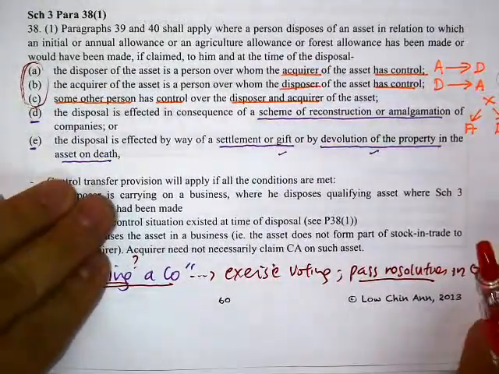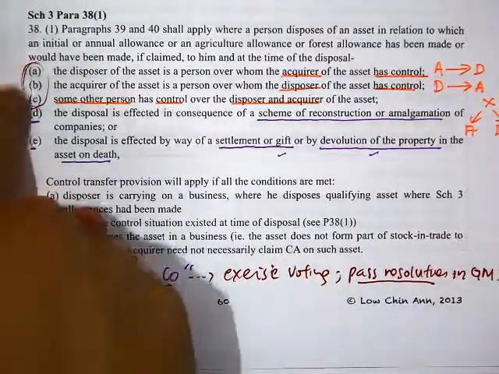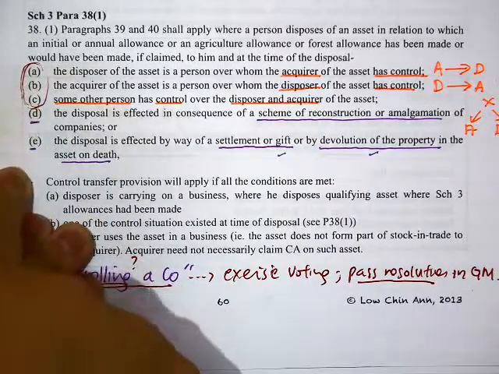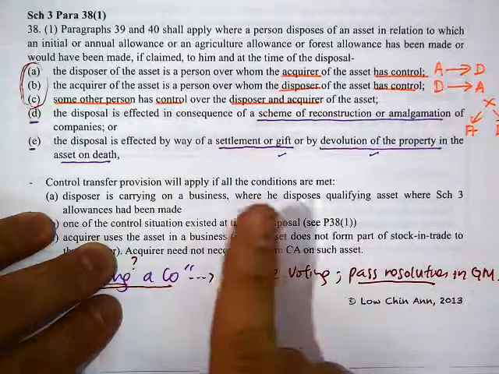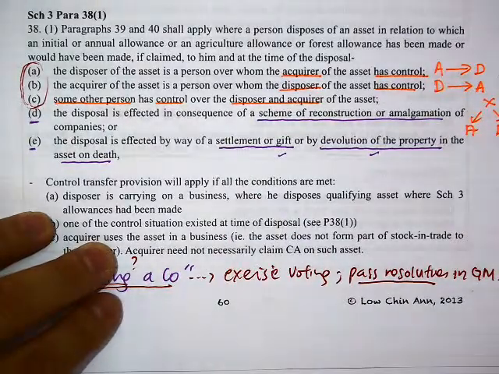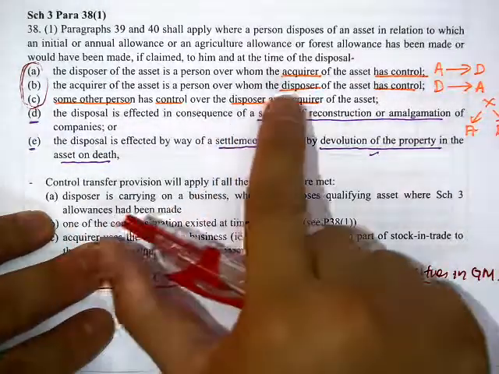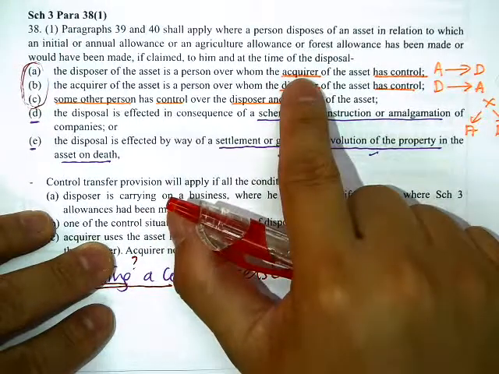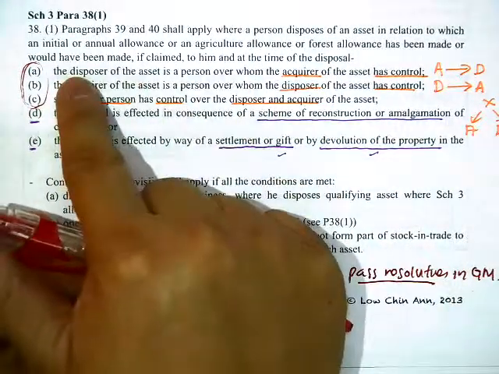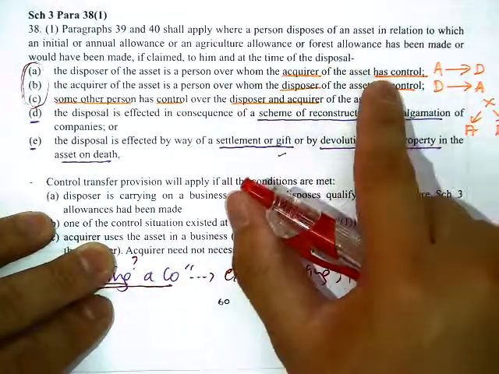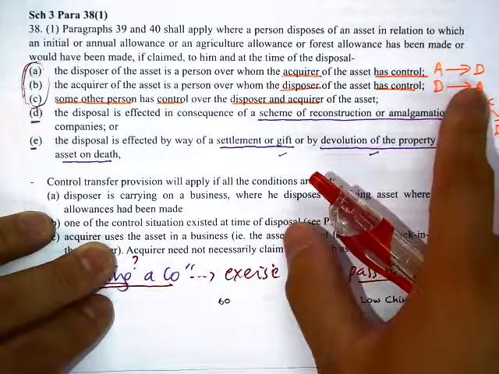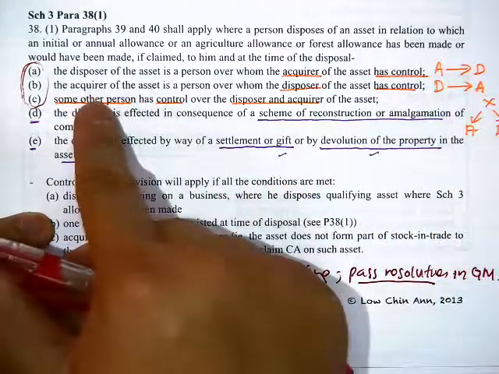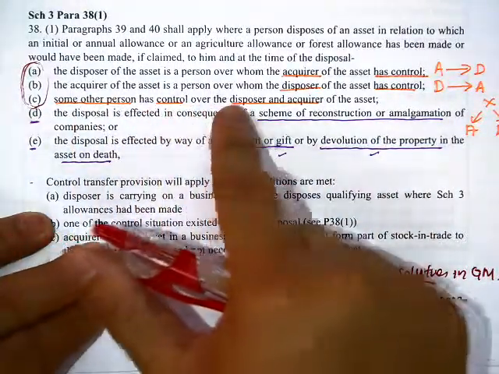Now, see, there are 5 situations. In the exam, you must tell me which is which. You cannot just say there is a control. Now, they tell us it can be acquirer, disposer is a person, acquirer has control. That means acquirer controls disposer. Disposer controls acquirer. It can be other person has control over both disposer and acquirer.